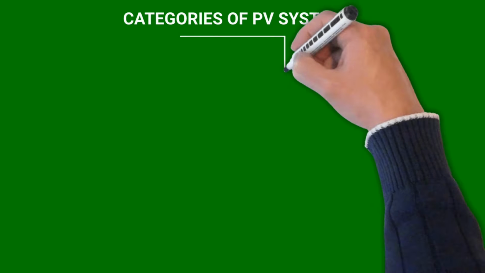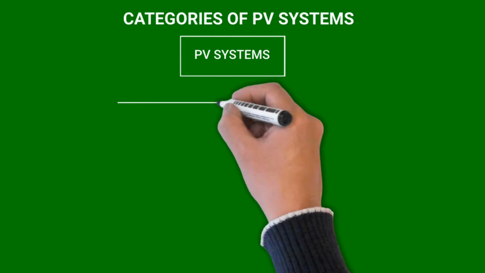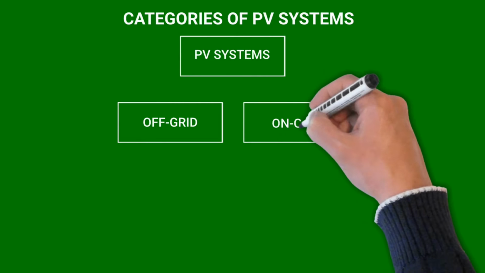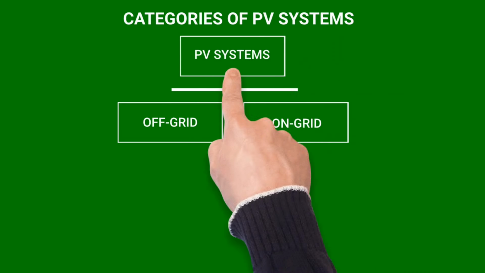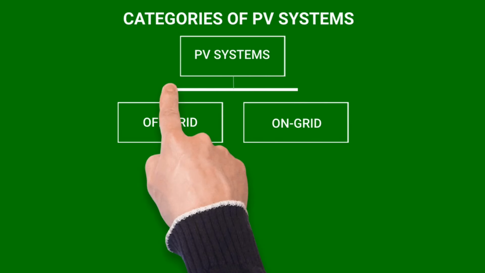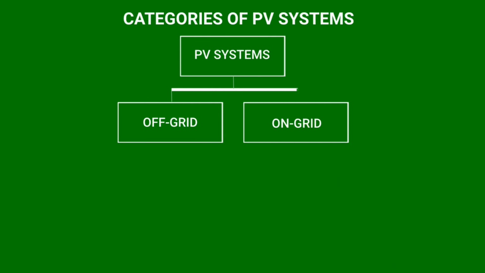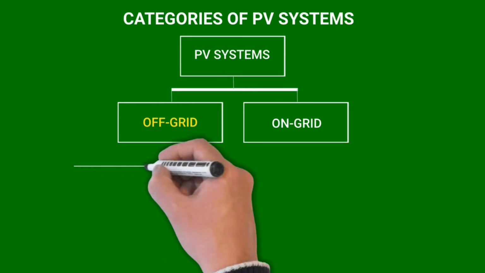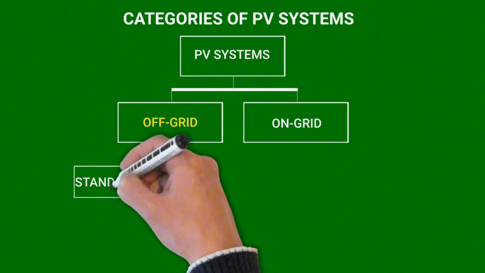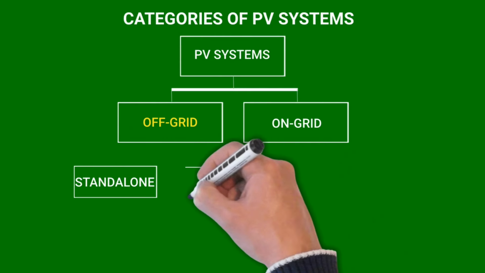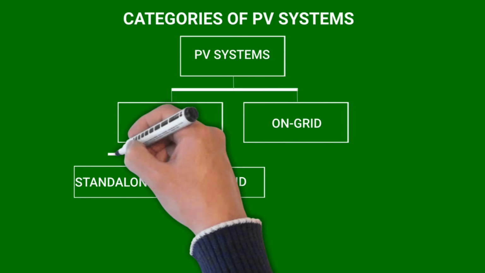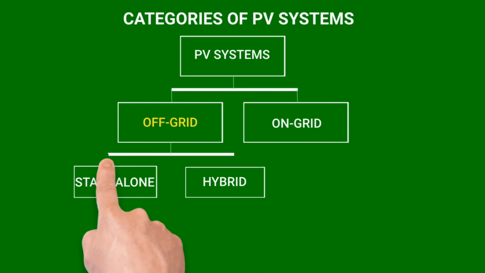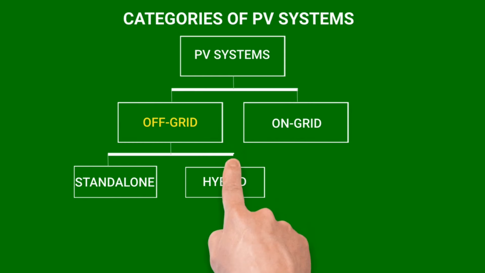In general, we can say that photovoltaic systems are divided into two main categories: isolated systems and grid-connected systems. By the term grid, we mean the international, national, or local network for generating electricity from conventional sources. Isolated photovoltaic systems, or off-grid PV systems, are systems that produce electricity without being connected to the electrical power grid, and they are further classified into standalone and hybrid systems.